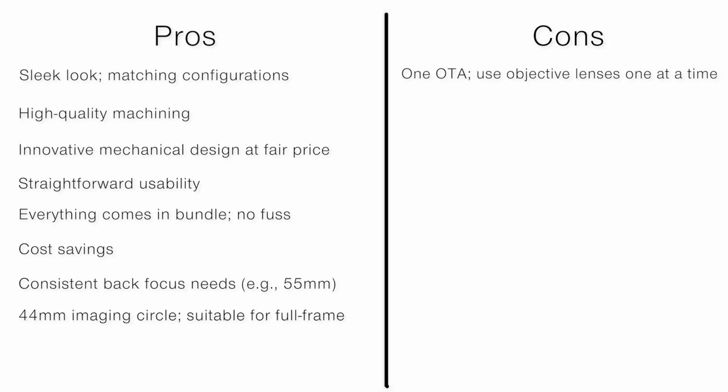So yeah, I mean, it's cool that you have 2 objective lenses, but you can only use them 1 at a time. So if you're someone that does have 2 different mounts, then yeah, you wouldn't be able to get double the data at the same time. So, I mean, that is something to consider.